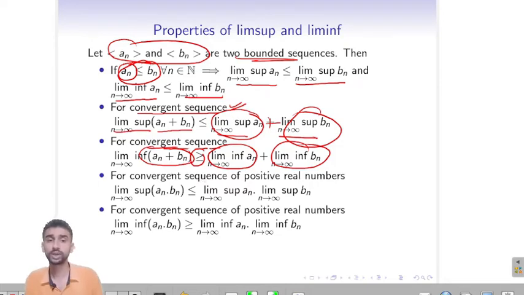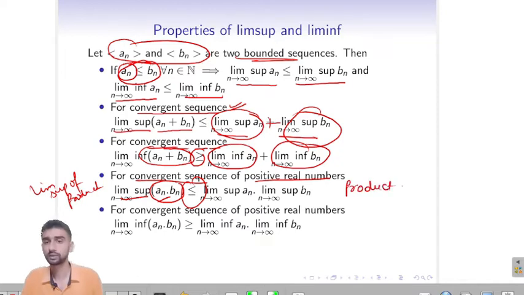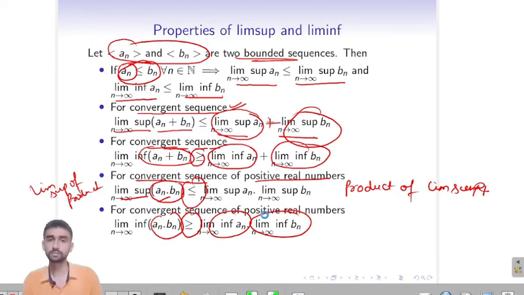Now what about the product? Again, it is for sequences of positive real numbers. You have two sequences a and b and you find the LimSup of the product. It will be less than or equal to the product of the LimSups. Now what is happening for the LimInf case? The LimInf of the product is greater than or equal to the product of the LimInf of both of the sequences.